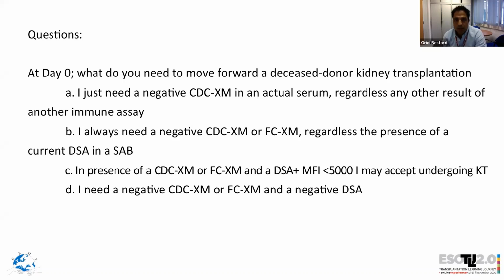We always need a negative CDC cross-match or flow cytometric cross-match, regardless of the presence of a current DSA in a single antigen bead assay. In presence of a CDC cross-match or flow cytometric cross-match with a DSA with an MFI lower than 5,000, we may accept undergoing kidney transplantation. And finally, a proposed sentence would be that we need a negative CDC cross-match or flow cytometric cross-match as well as a negative DSA to move forward with deceased donor kidney transplantation.